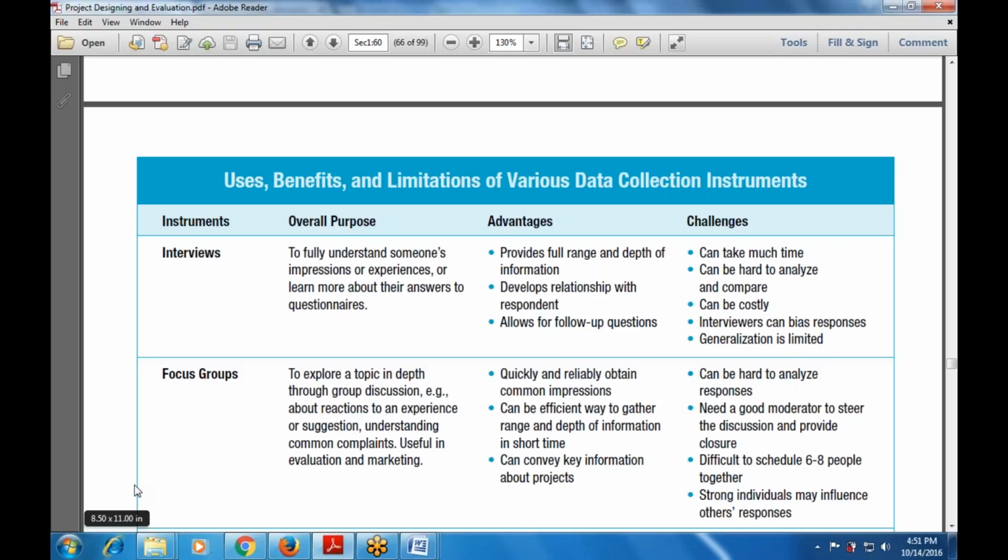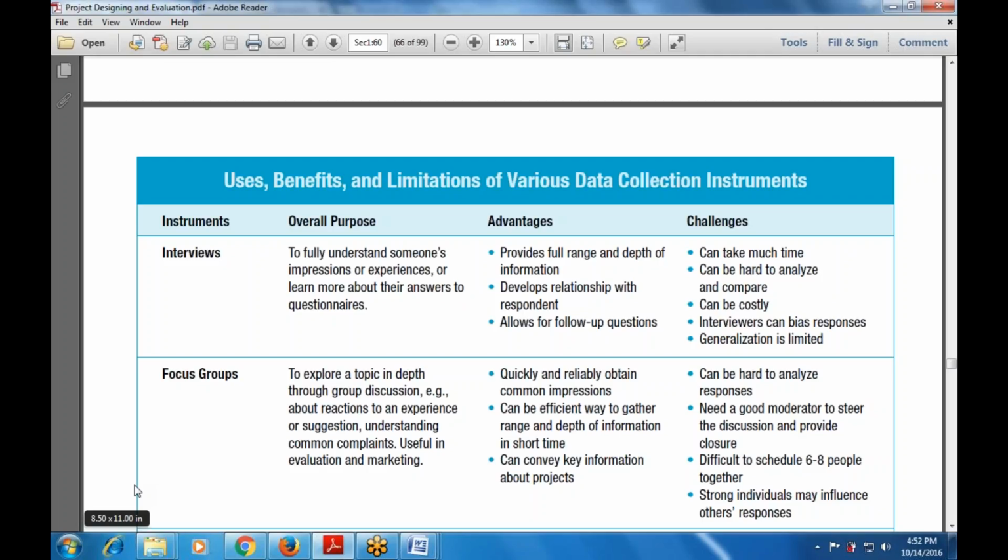Then what are the various challenges? What are the various drawbacks, or we can say limitations, of interviews? It can take much more time. So it can take more time when we use interviews.